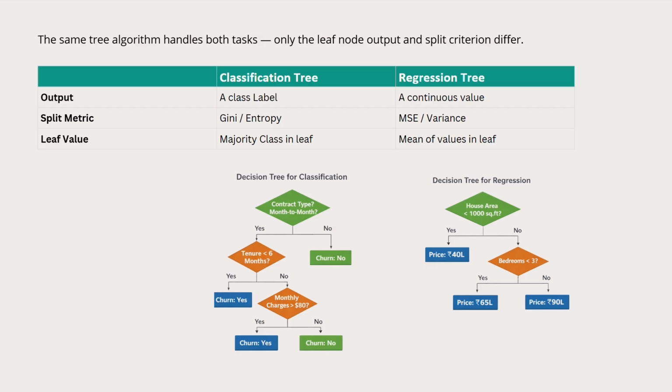Here we use metrics like mean squared error or mean absolute error. At the leaf node, the prediction is the mean of the values present in that node. So if a node contains values like 30, 40 and 50, the output would be their average, which is 40.